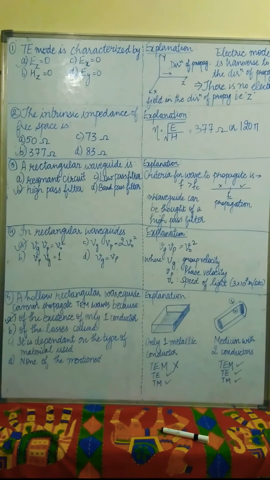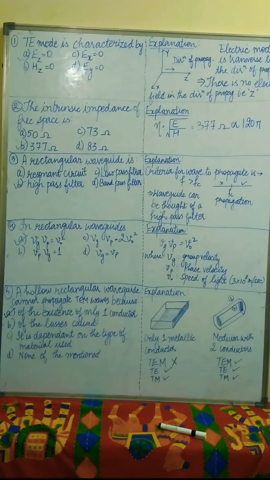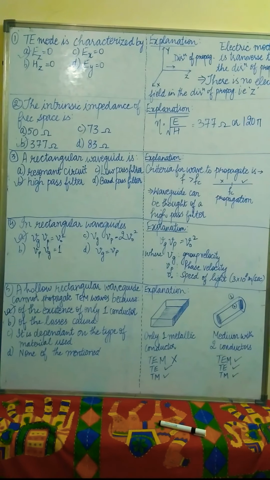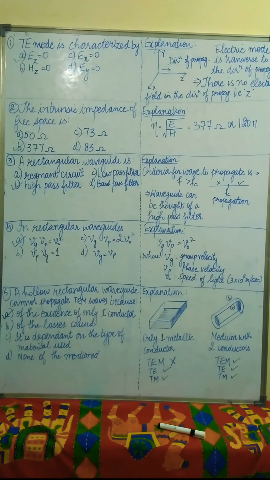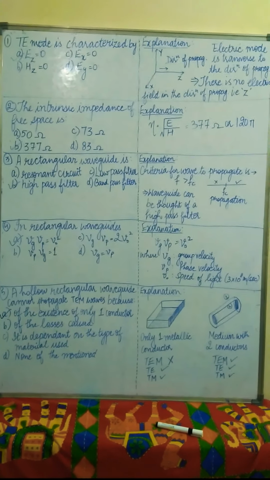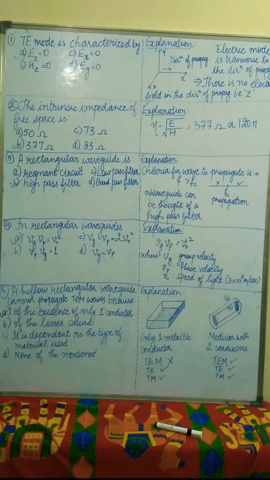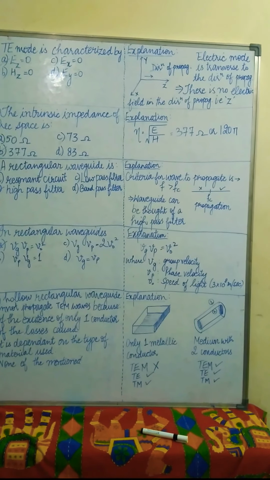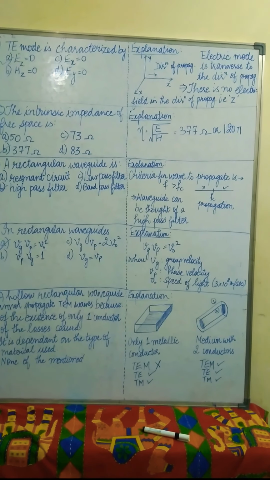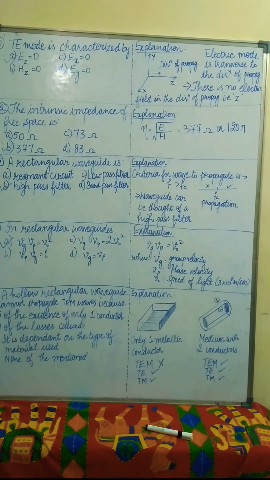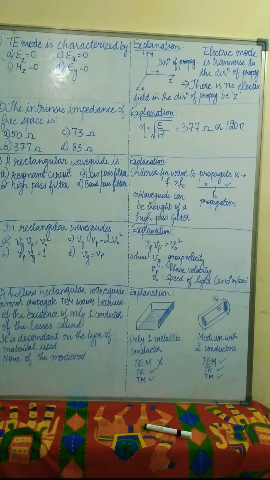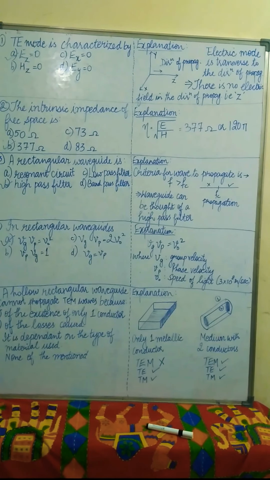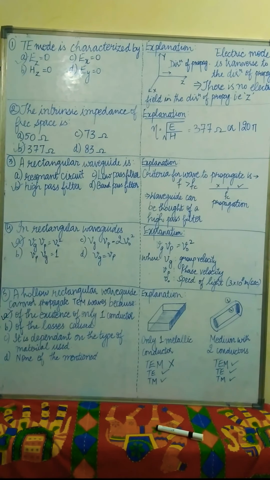Question number 2. The intrinsic impedance of free space is 50 ohm, 377 ohm, 73 ohm or 83 ohm. The correct answer for this question is 377 ohm. The explanation is, as we know the formula for intrinsic impedance, root of E upon H, and we have calculated this already, which is equal to 377 ohm.